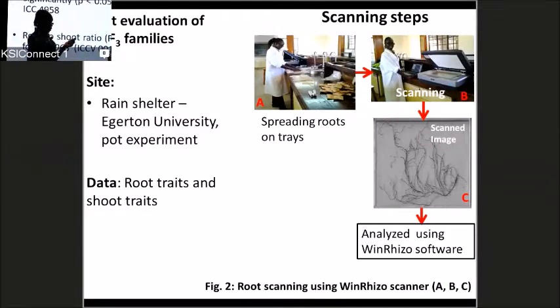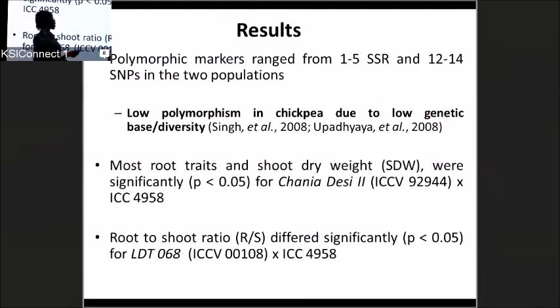The results obtained from the SNP and also the SSR markers showed polymorphic markers ranging from 1 to 5 and also 12 to 14. This supported earlier findings that there is low polymorphism in chickpea due to a low genetic base or diversity. And then again, most of the root traits, and also shoot dry weight, were significant for the two varieties which were used.